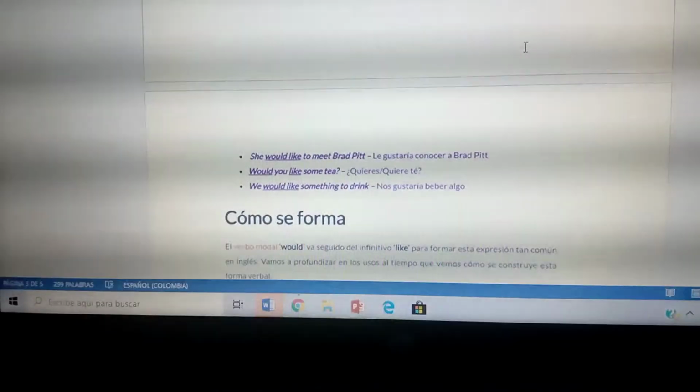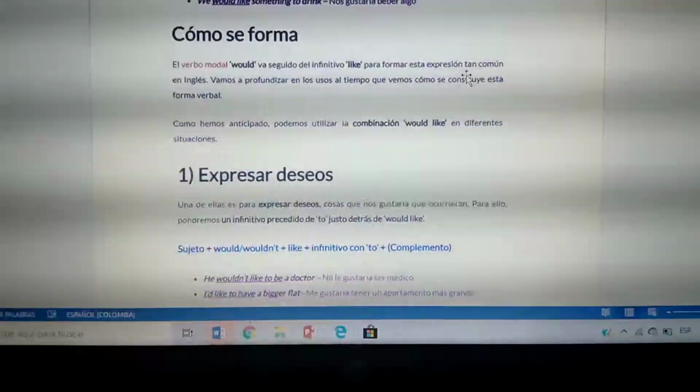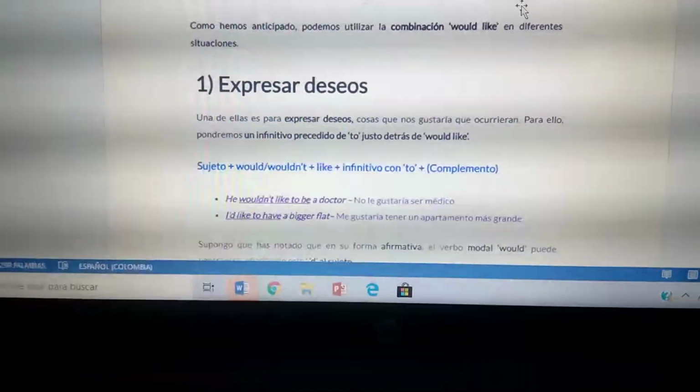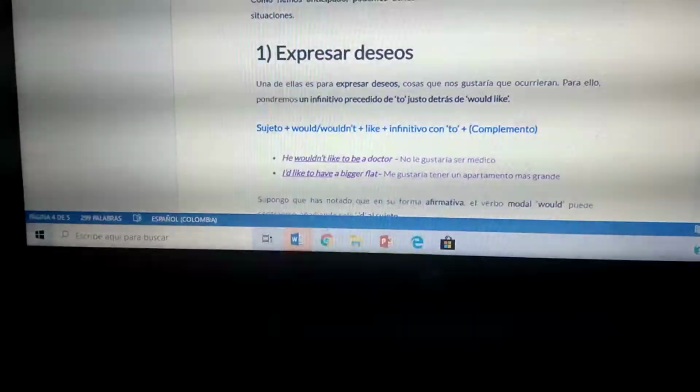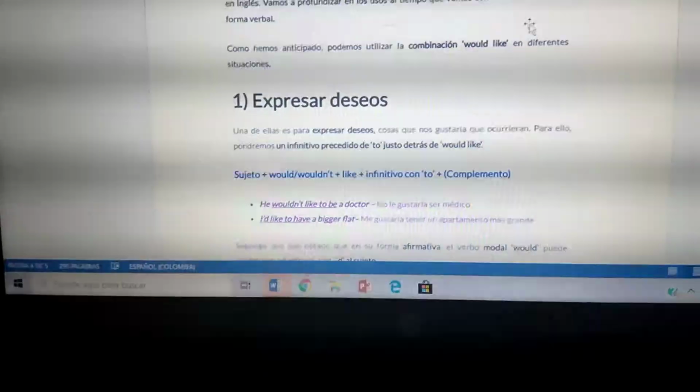Examples: She would like to meet Brad Pitt. Would you like some tea? We would like something to drink. How it is formed: the modal verb would is followed by the infinitive like, to form this common expression in English.